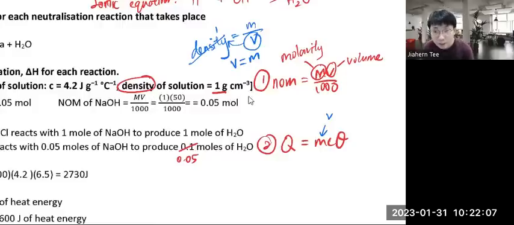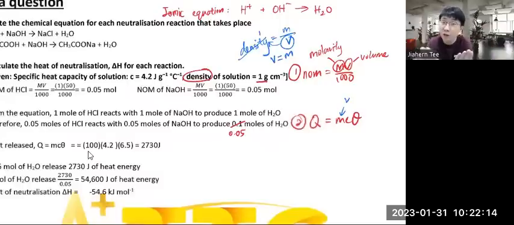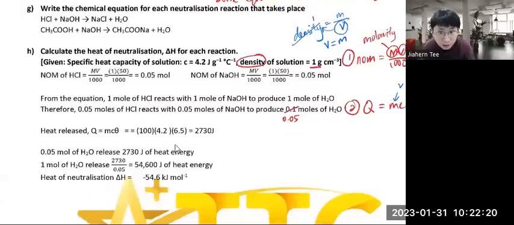Okay, and why is it 100 for this case? Because you have 50 cm cube acid added into 50 cm cube alkali. So the total volume is 100, which means your total mass is 100. So from here, you use mc theta, you press the calculator, and you get your Q in joules.